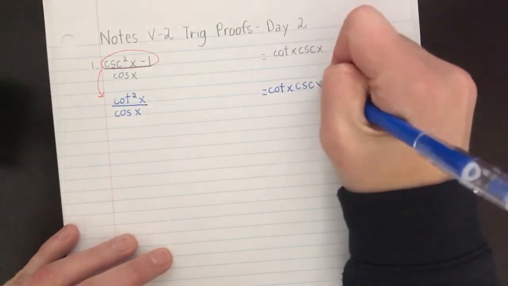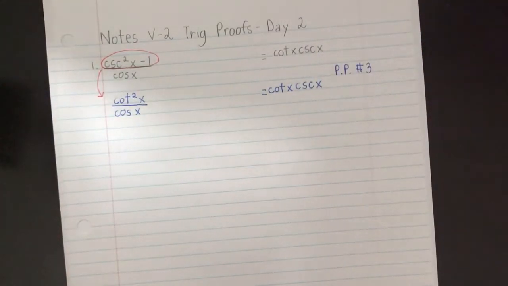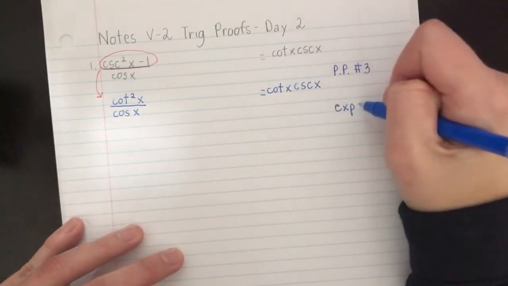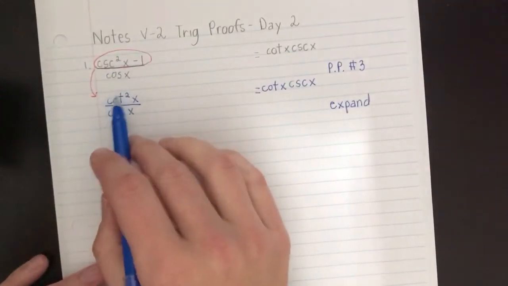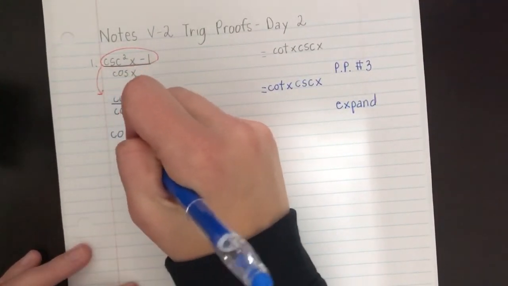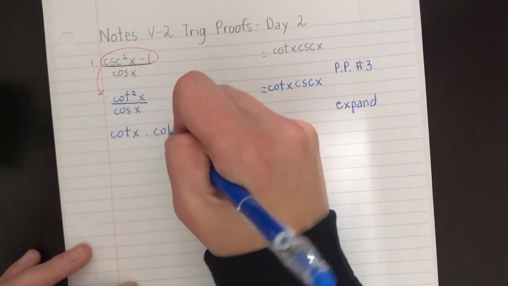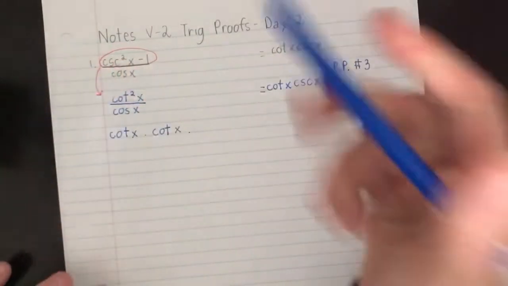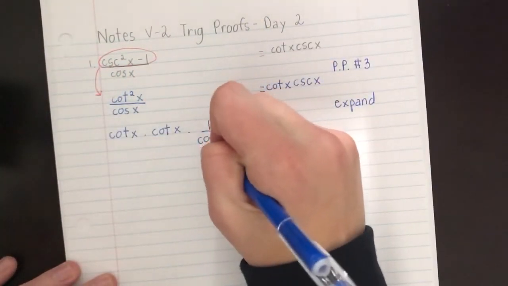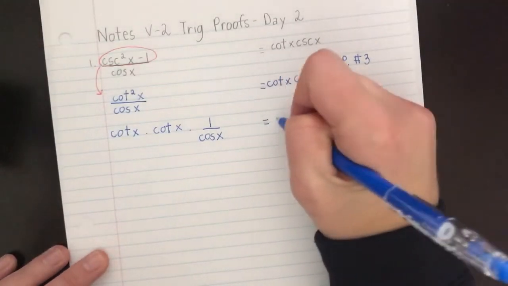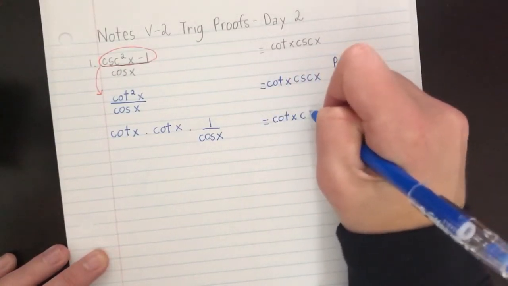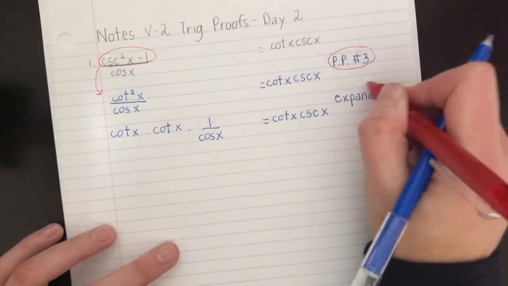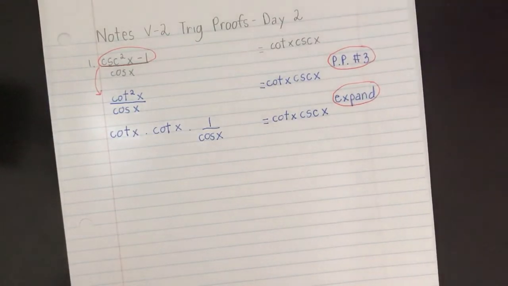Then I'm going to expand because I have a squared, so that cotangent squared of x is going to become cotangent x times cotangent x times 1 over cosine of x. And that should equal cotangent of x cosecant of x. So that was step 1, that was step 2, which I did from expanding.